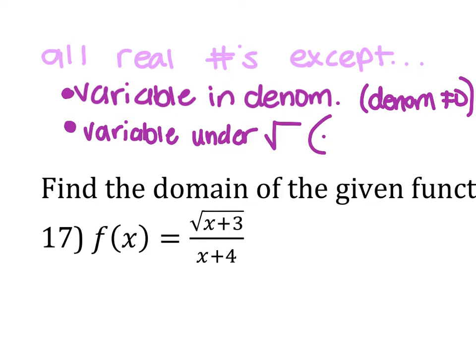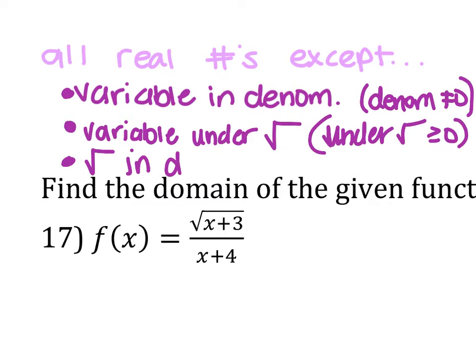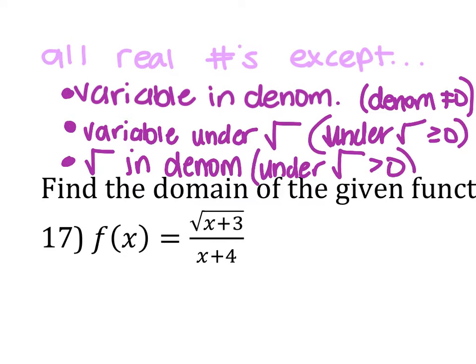So I would say whatever's under the square root has to be greater than or equal to 0. And the last case is the combination of the two, right? Square root in the denominator. And so I set whatever's under the square root greater than 0. It can no longer equal 0 because now it's in the denominator.